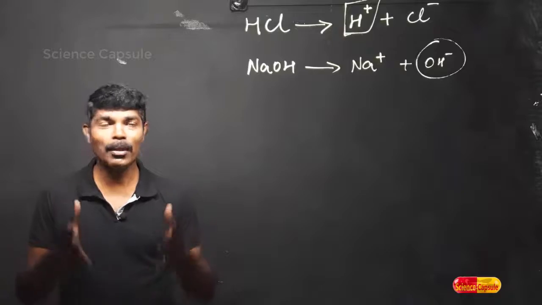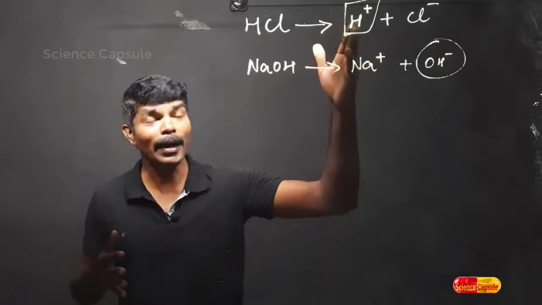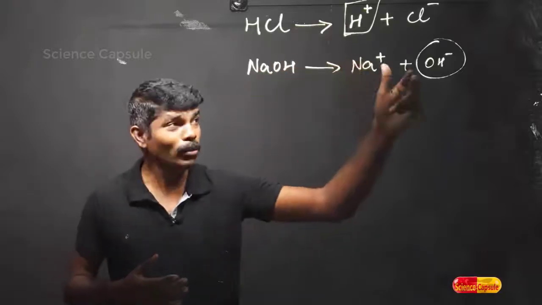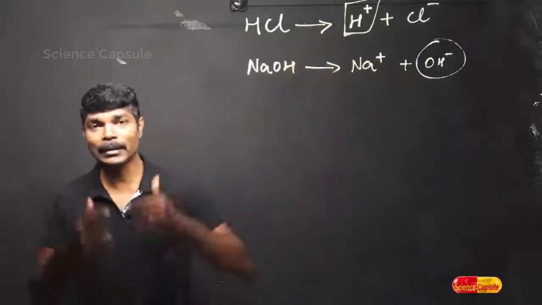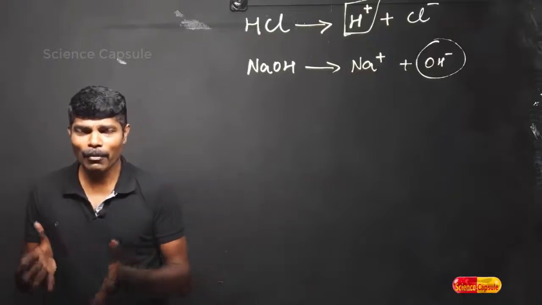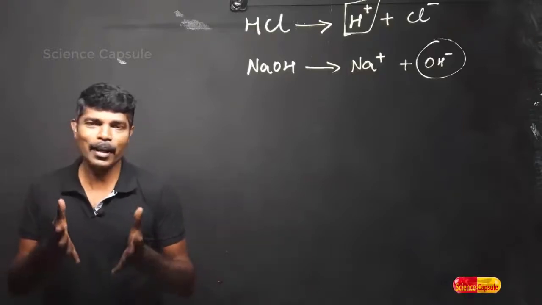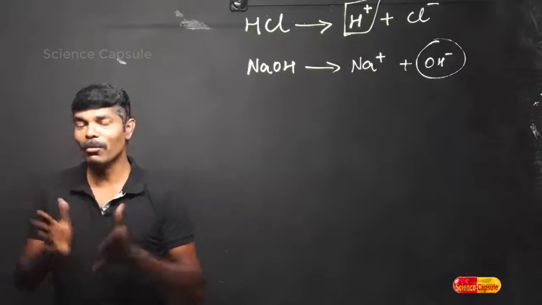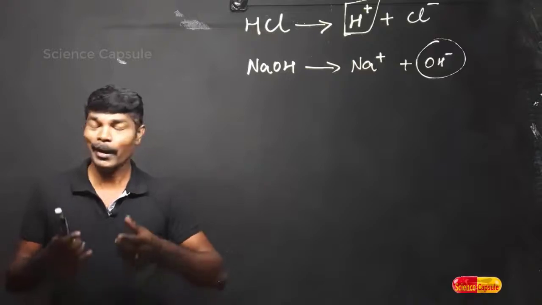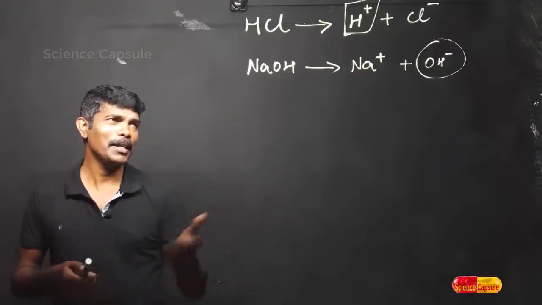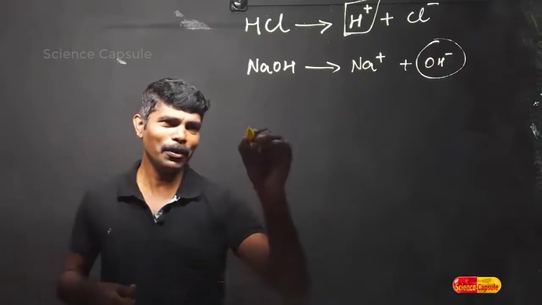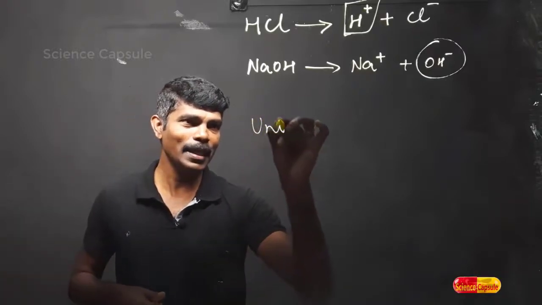If the concentration of hydroxyl ion is less, then the base is weak. Dear students, the concentration of hydrogen ion in acids and hydroxyl ion in bases determines the strength, but we haven't discussed how to find the strength of any acid or base, right? So we have an indicator. By using that indicator, we can find the strength of an acid or a base. We call it a universal indicator.